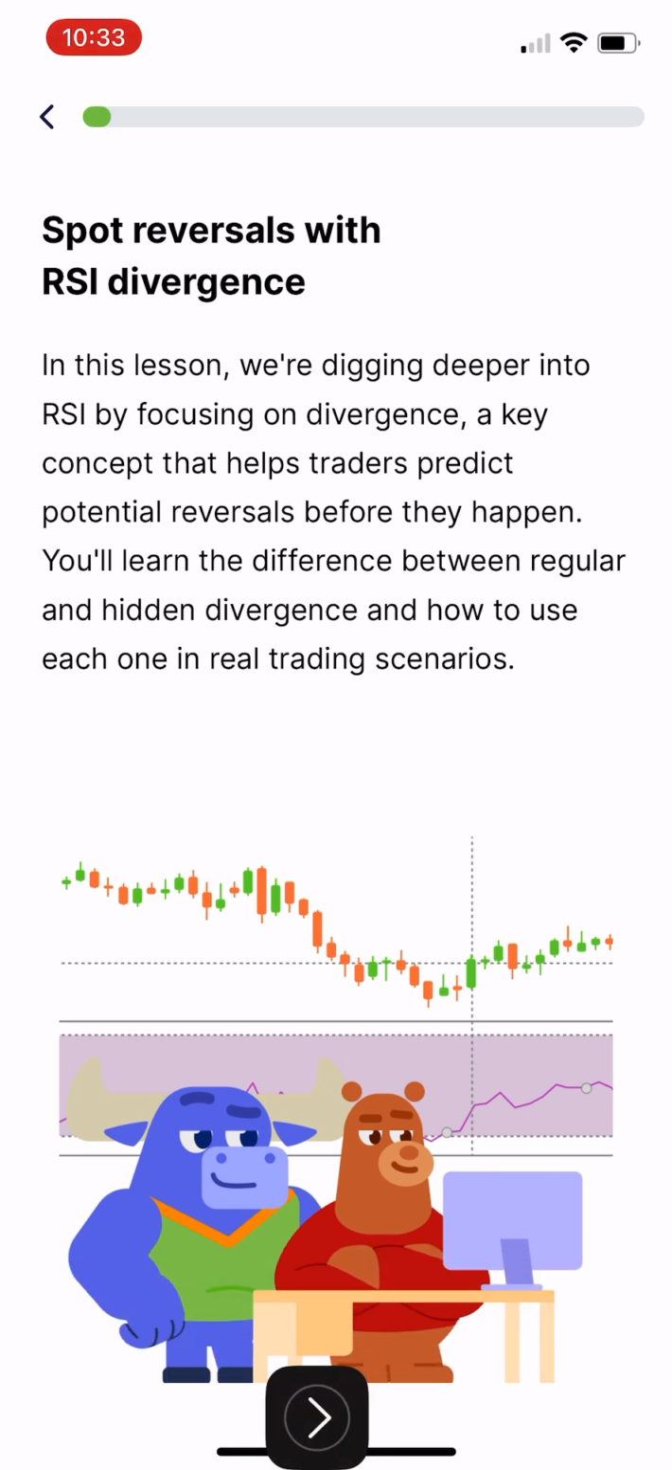Spot reversals with RSI divergence. In this lesson, we're digging deeper into RSI by focusing on divergence, a key concept that helps traders predict potential reversals before they happen. You'll learn the difference between regular and hidden divergence and how to use each one in real trading scenarios.